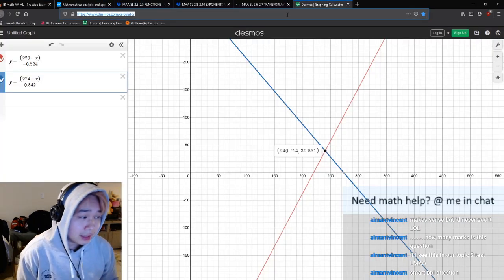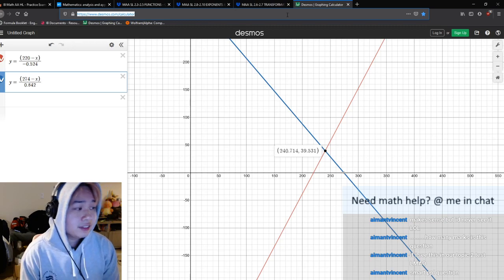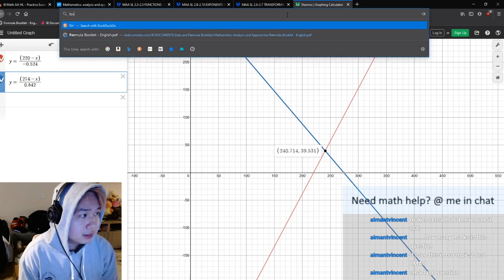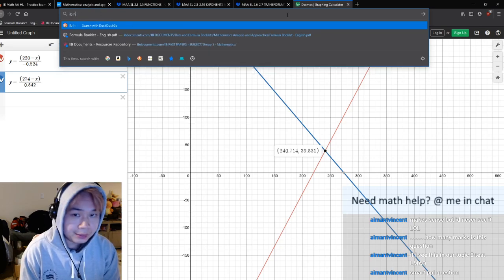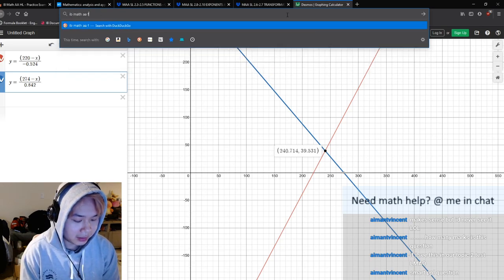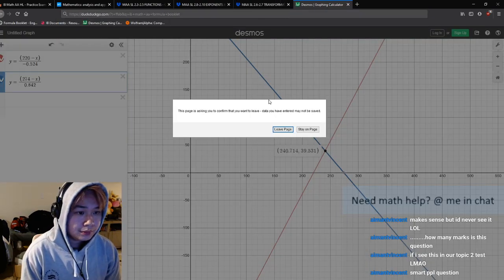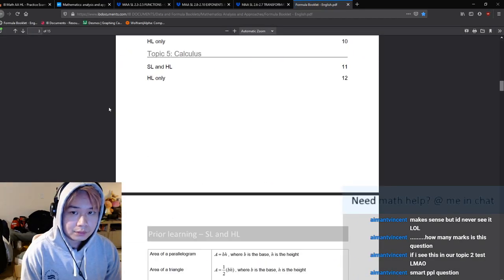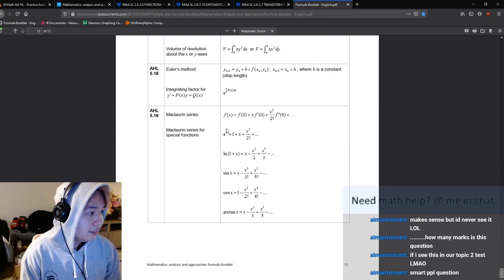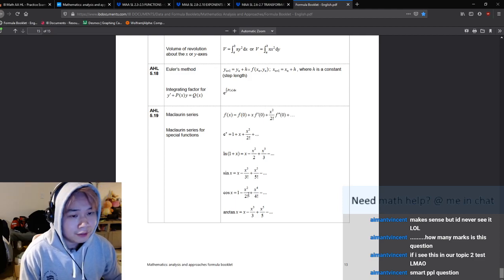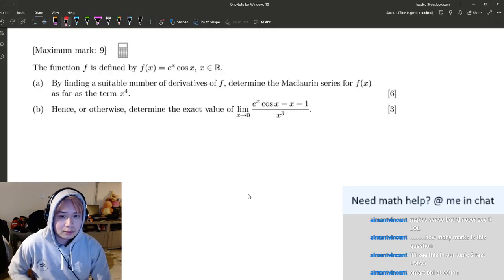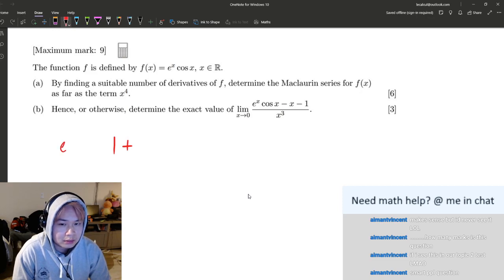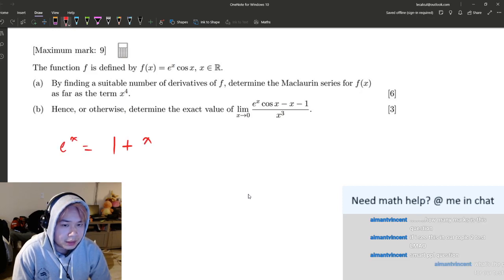I don't think that's a real HL question, because they wouldn't tell you to do something in a specific manner when you can just look at your formula booklet. So, IB Math AA formula booklet. So see, we have the Maclaurin series of e, and we also have the Maclaurin series of cosine. So I don't know why I need to find those derivatives. So e^x is 1 plus x over 2.